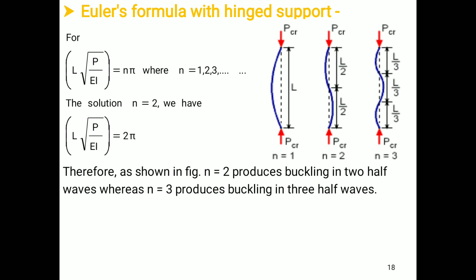Therefore, as shown in the figure, n is equal to 2 produces buckling in 2 half waves, whereas if I consider n is equal to 3, then it produces buckling in 3 half waves. That's why we have to compare it with the standard condition, and that standard condition can be achieved if we put n is equal to 1.